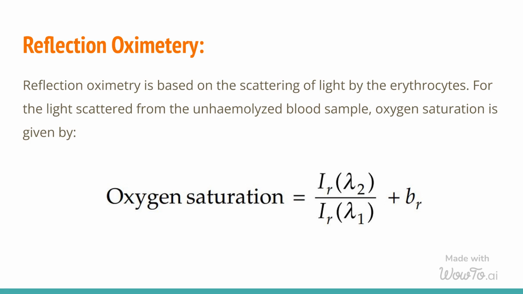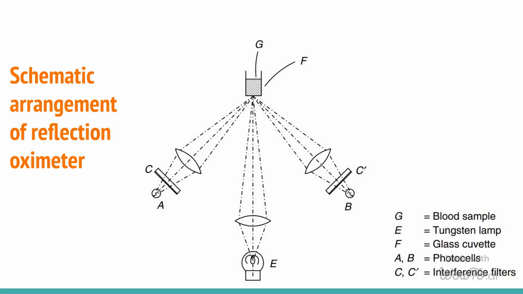This information is critical in monitoring the respiratory and circulatory health of patients, particularly those with conditions such as lung diseases or heart problems. Reflection oximetry is widely used in healthcare settings, providing a quick and accurate assessment of oxygenation levels without the need for invasive procedures. The diagram illustrates the arrangements of the reflection oximeter.